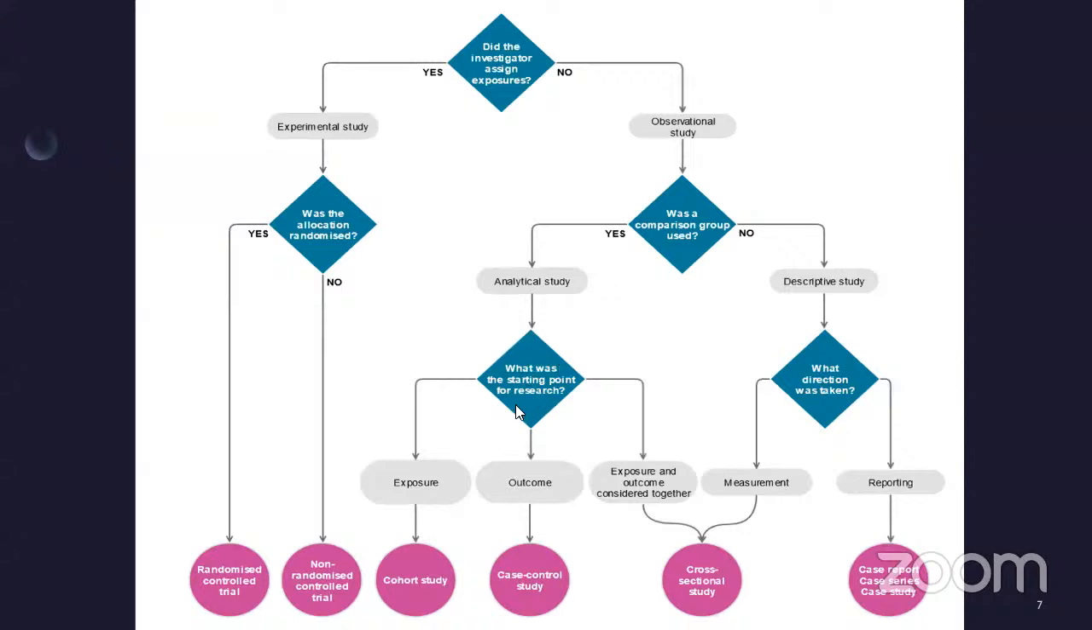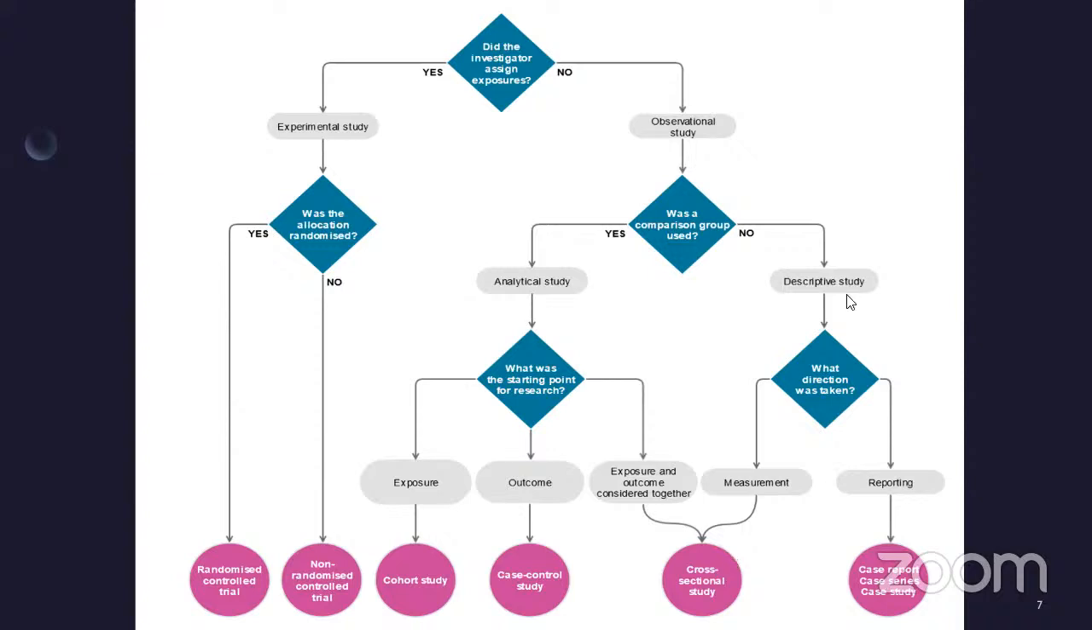Was the starting point for the research an exposure? Is it an outcome? Or exposure and outcome together? If the starting point was an exposure, all of us know it's a cohort study. If the starting point was an outcome, we call it a case control study. If both exposure and outcome are considered together, we call it a cross-sectional study.